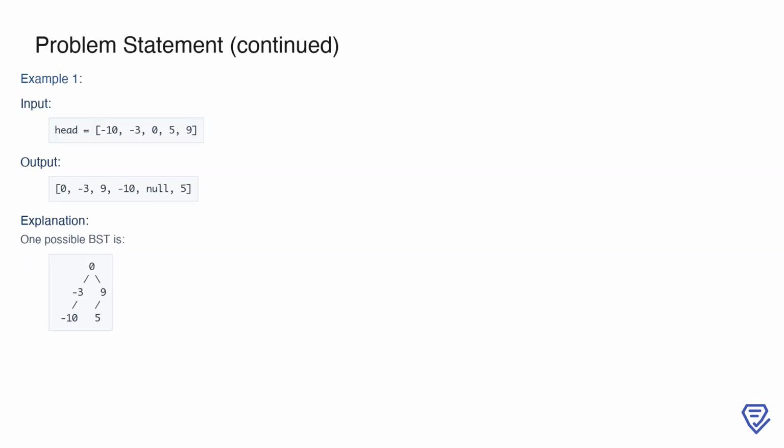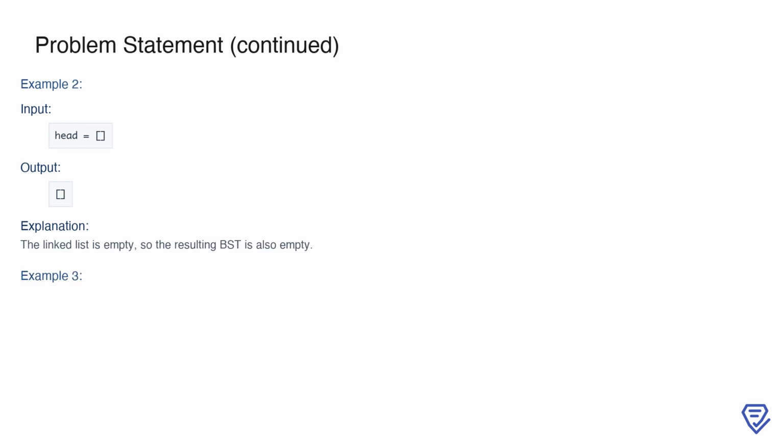To better understand the problem, let's look at an example. If the input linked list is -10, -3, 0, 5, 9, one possible height-balanced BST representation would have 0 as the root node. The left subtree of 0 contains -3, which itself has -10 as its left child. On the right subtree of 0, we have 9 as the child, with 5 as its left child. This arrangement ensures the tree is height-balanced, as the depths of the left and right subtrees at each node differ by no more than 1. Additionally, the in-order traversal of this BST would yield the original sorted sequence of the linked list.